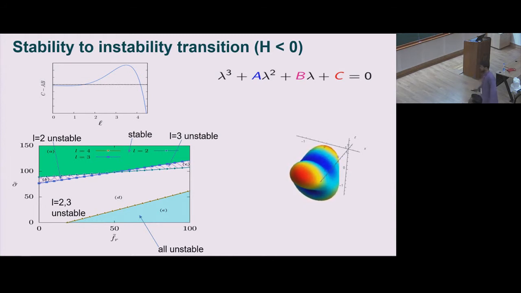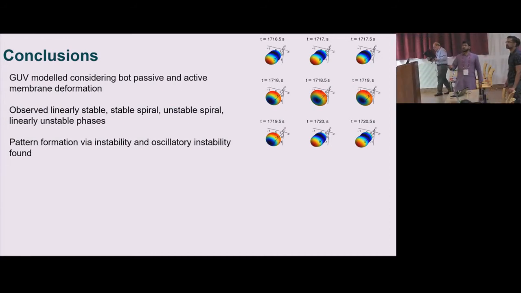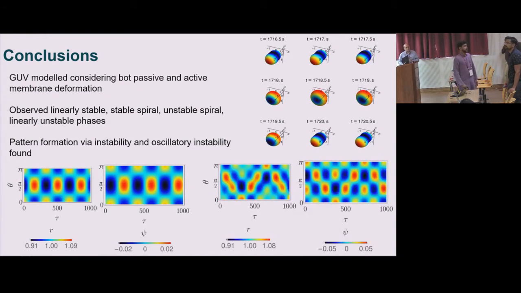3, 4 are unstable. So to conclude, we have modeled a giant unilamellar vesicle considering both active and passive membrane deformation, observed linearly stable spiral and unstable spiral that leads to pattern formation, L equal to 2 mode. I have plotted. And if we plot kymographs for that, the deformation and the protein density, then we have localized pulsation as well as directed current running pulsation on top of the membrane.